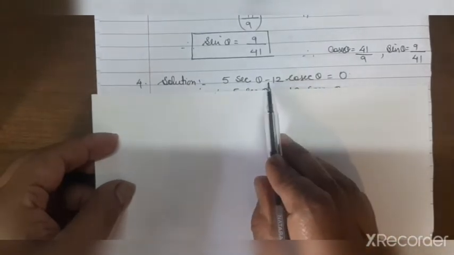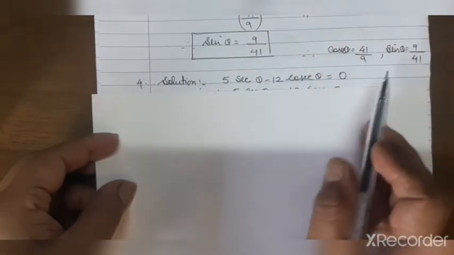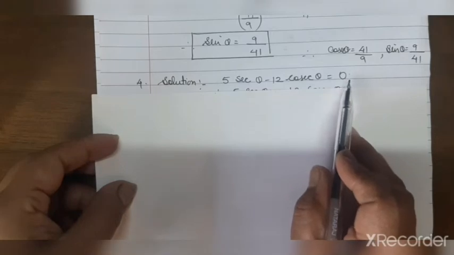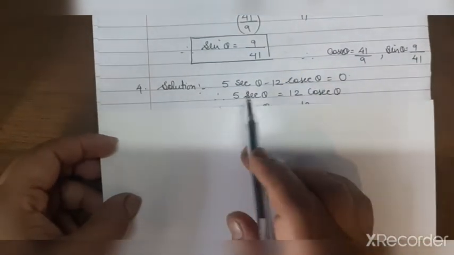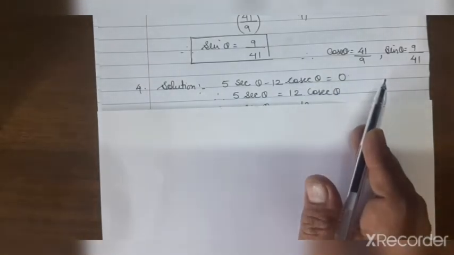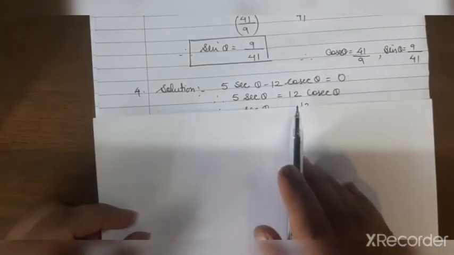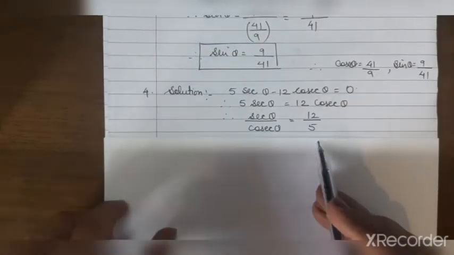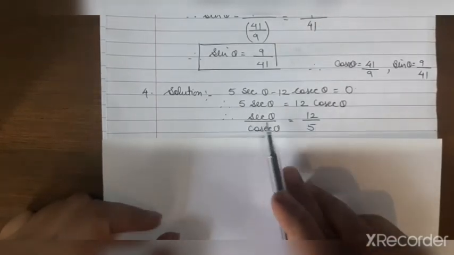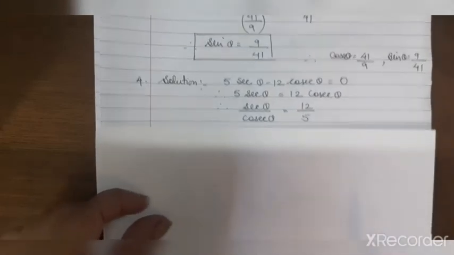0. Now we shift this minus 12 cosec theta to the other side. So it becomes plus 12 cosec theta. Here already only 0 is there. So you can see here 5 sec theta is written here, and this minus 12 cosec theta is shifted. It becomes plus 12 cosec theta. Now what I do is I bring the trigonometric ratios together and I bring the constant together. So cosec theta goes down and this 5 goes down here. So we get the ratio sec theta upon cosec theta equal to 12 upon 5.